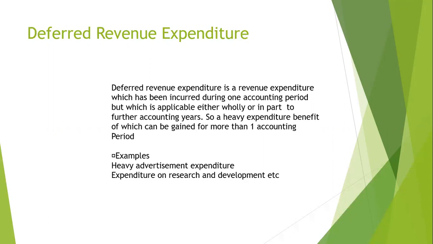Look at the examples. Heavy advertisement expenditure. Let's suppose a new firm advertises very heavily in the beginning to capture a position in the market. The benefit of this advertisement campaign will last quite a few years. It will be better to write off the expenditure in 3 to 4 years and not only in the first year. And I can give you another example. If a building is destroyed by fire or earthquake, the loss should be written off in 3 to 4 years. It should not be entered in only one accounting year. So deferred revenue expenditures are definitely revenue in nature, but these should be charged for more than one accounting period.